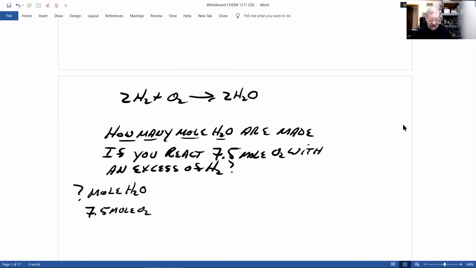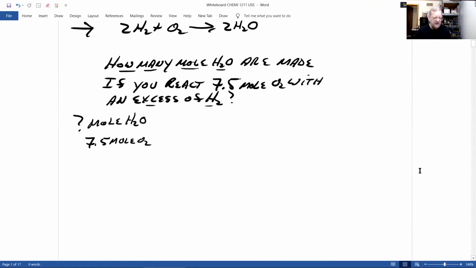of O2, oxygen gas. Whenever you see excess of something, in this case hydrogen, you can ignore it. And you also are given a balanced chemical equation. So how do we proceed? Well, this is the only number I have, so I'm going to start with that. And if I had a ratio that I could multiply this by, what units do I want my answer to be?